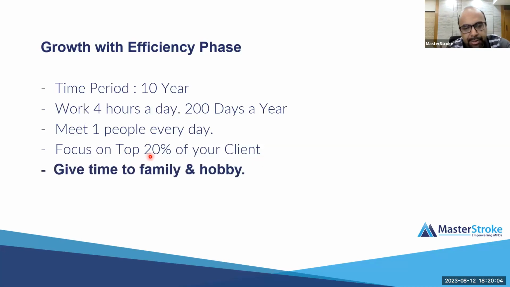And final statement, and then a few slides again. This is the phase from the 11th to 20th year where you have to give time to family and hobby. Very few of us, of course some of you do, are able to give time to ourselves and our family in the first 10 years of this ARN business. Please write yes in the chat box. Agree in the chat box.